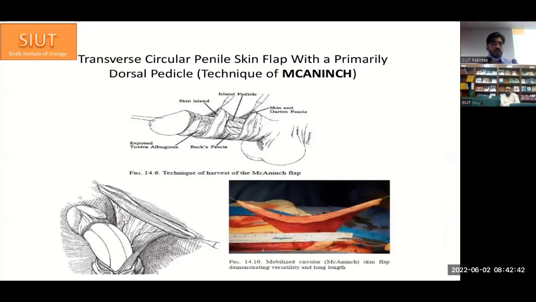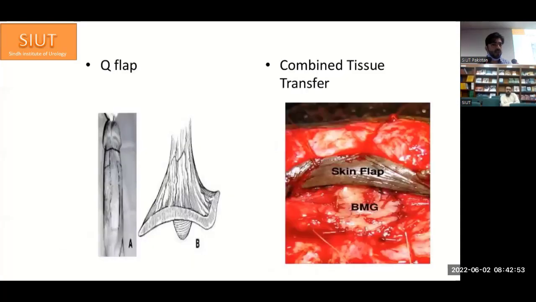This is the transverse circular skin flap with a primary dorsal pedicle, the technique of McKenkie. This is the circular penile skin flap. This is the Q flap; basically, it looks like a Q. Otherwise, combined tissue transfer: this is a combination of skin flap and buccal mucosal graft.